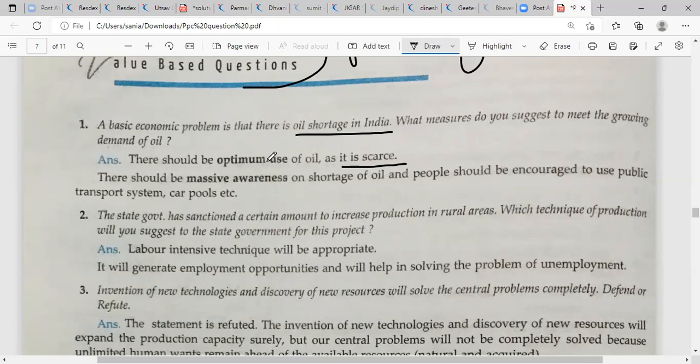So basically you will first suggest that people should optimize and use oil resources wisely, plus you should create awareness. For example, if I'm using oil and I'm not aware that it is scarce, I will keep using it and sometimes waste it. But if you inform me that this is a scarce product and I should use it wisely, then I'll keep that in mind, right? So this is what you need to do with people, right?